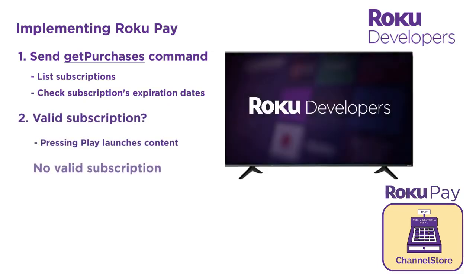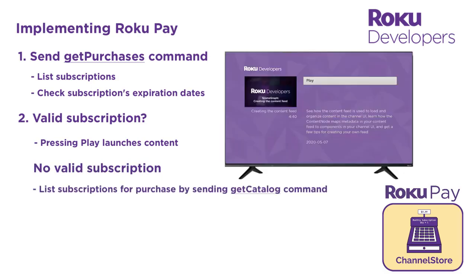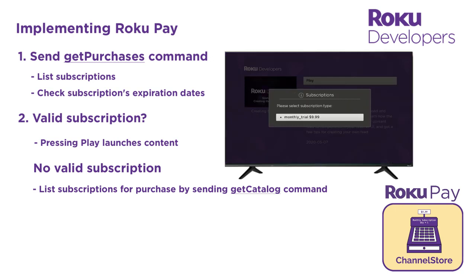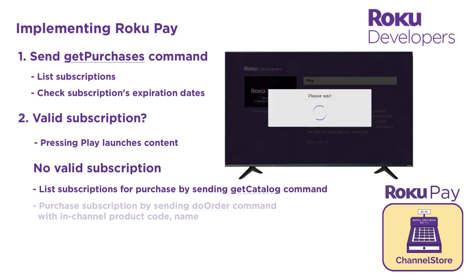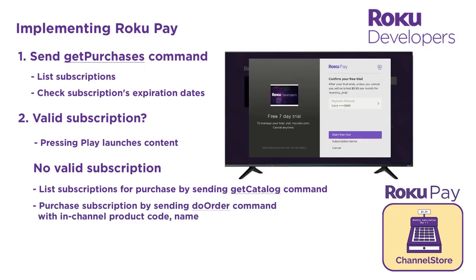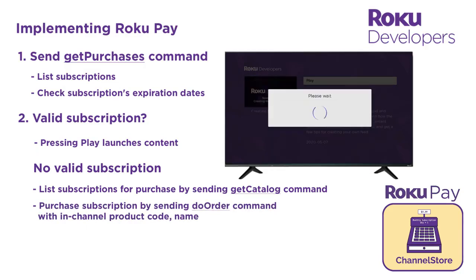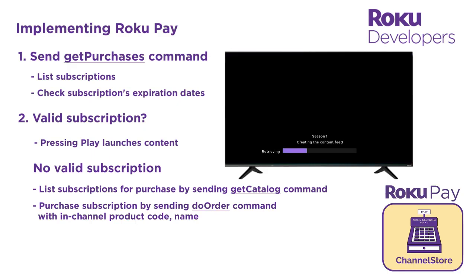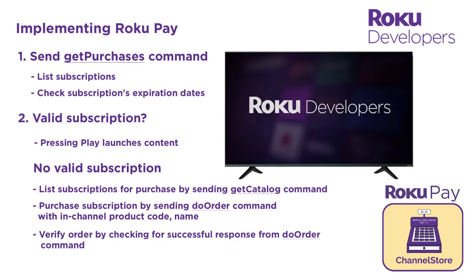If we don't have a subscription, we'll use the Get Catalog command to list the subscription products available for purchase. When a subscription product is selected, we'll send a Do Order command with a product code and name that we specified when we created the in-channel product. Once we've verified the purchase in the confirmation dialog, we'll check that the Do Order command returns a successful response and then allow content to be played.